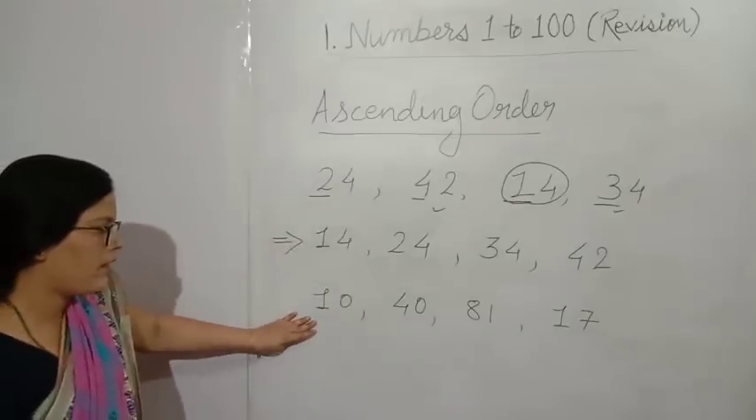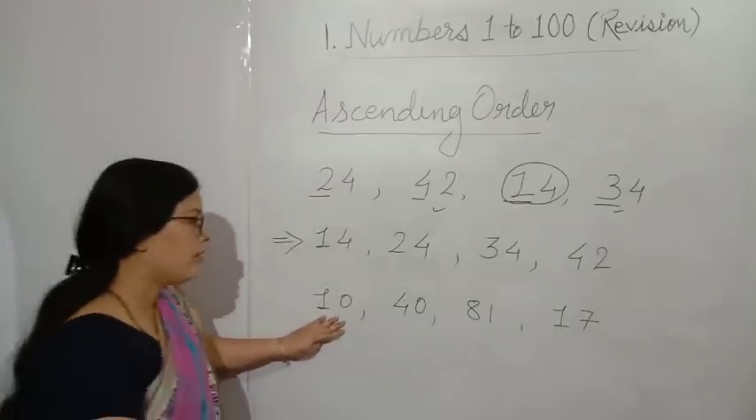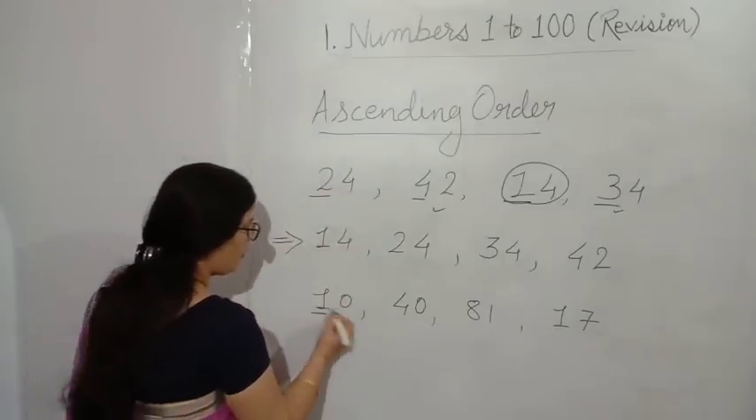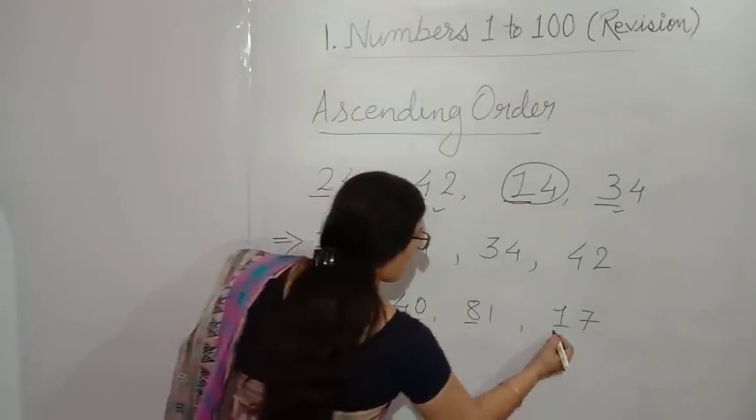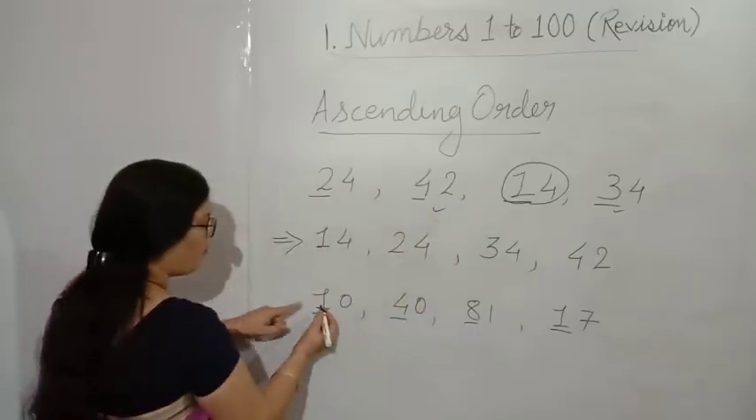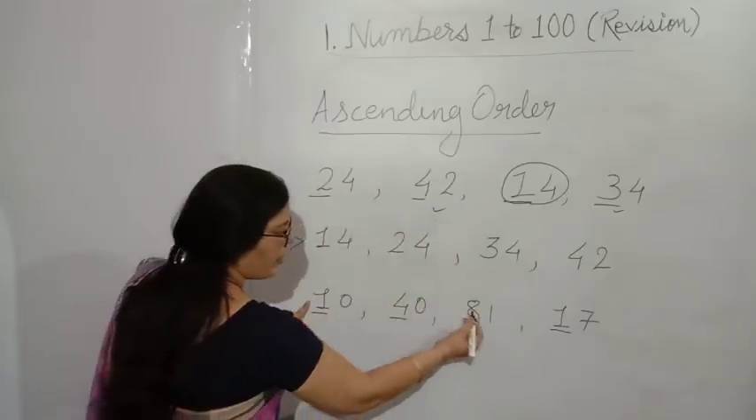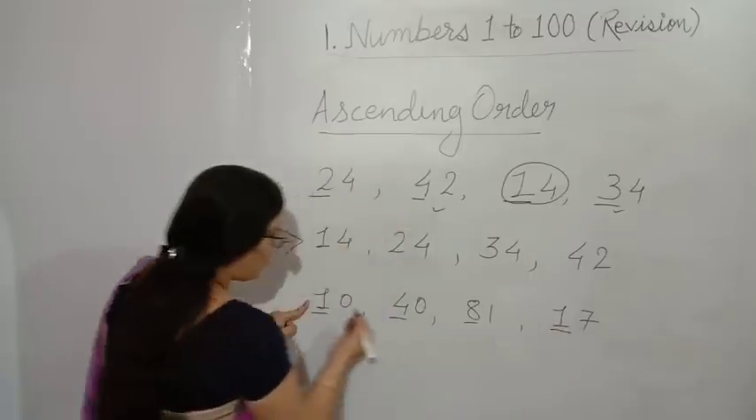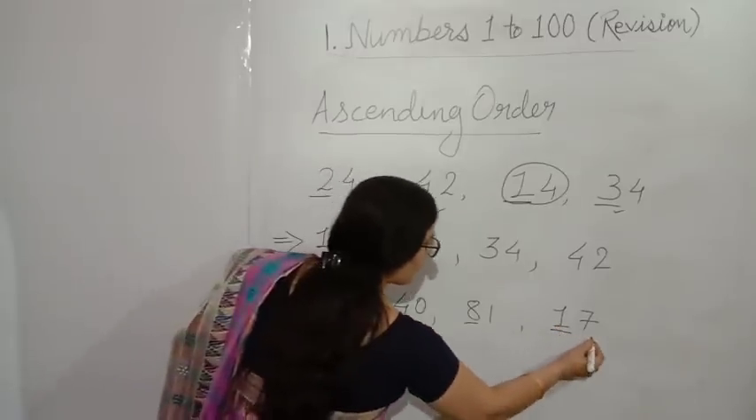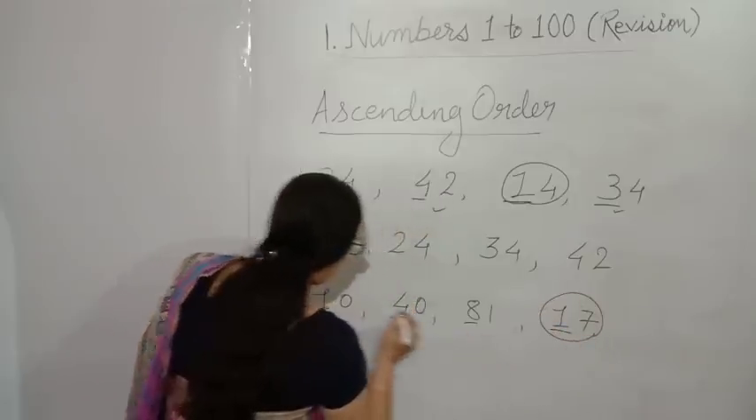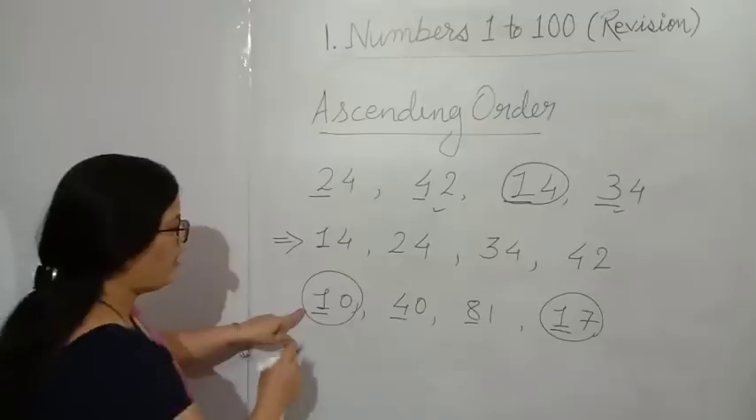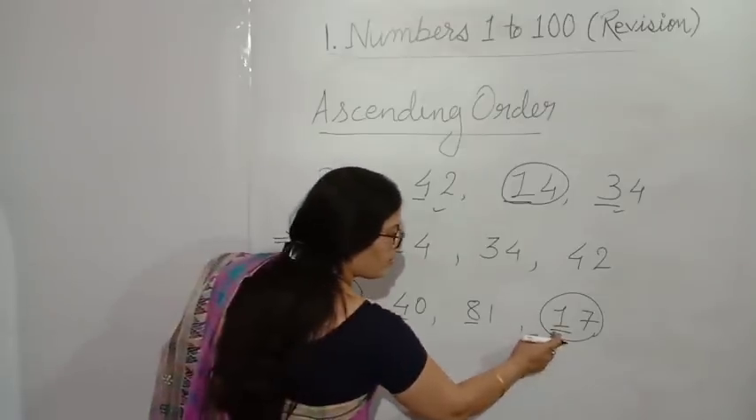Four numbers. Now find out the smallest number among these four. Okay, compare. Tens place: 1, 4, here it is 8, and in this number 1. Now see here, there are two numbers where the tens place is the same. Here also 1, and here it is also 1.